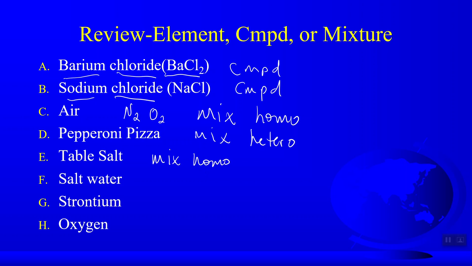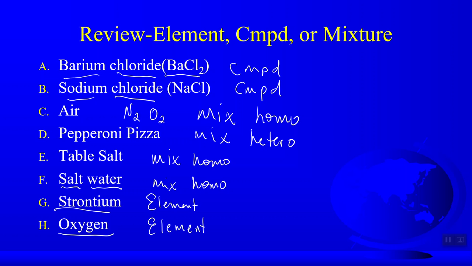How about salt water? Well, it is a mixture because it's made of water and salt. Can you tell where the salt is? Can you tell where the water is? Maybe if you add a ton of salt, you can tell that there's salt down on the bottom. But if you just add a spoonful of salt, no, you can't tell. So it's homo. Strontium is an element. It's on your periodic table. And oxygen is an element. It's on your periodic table.